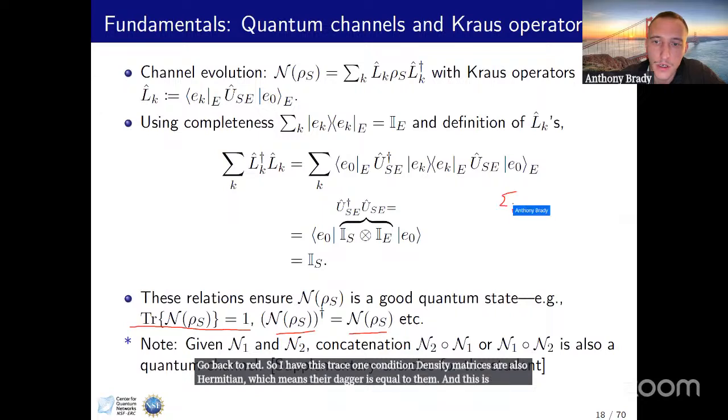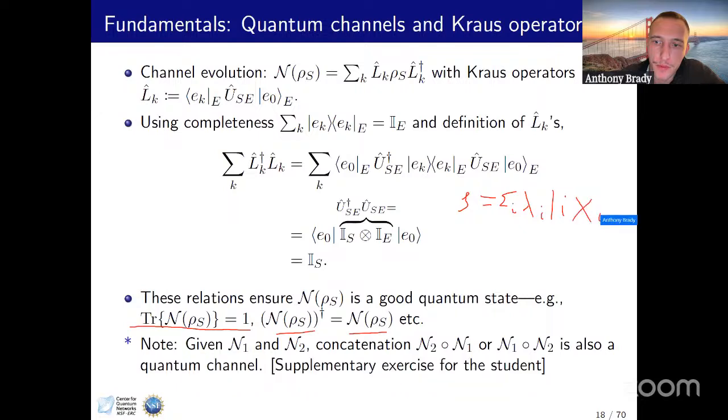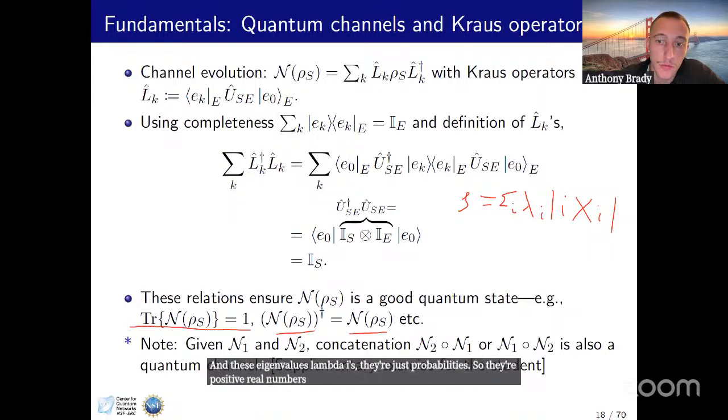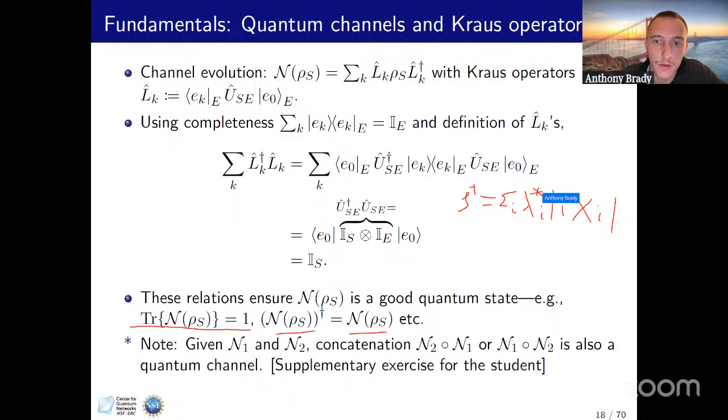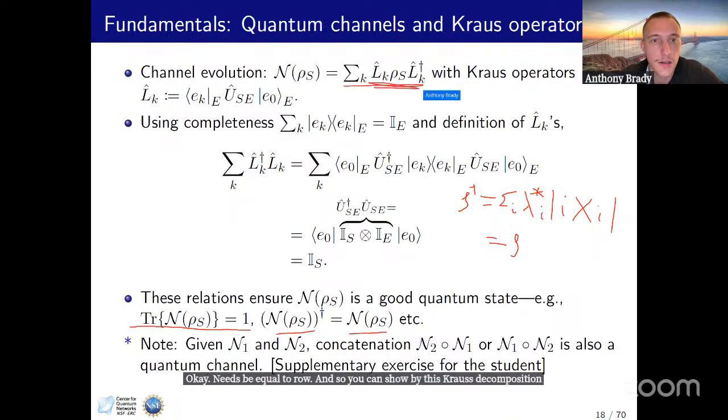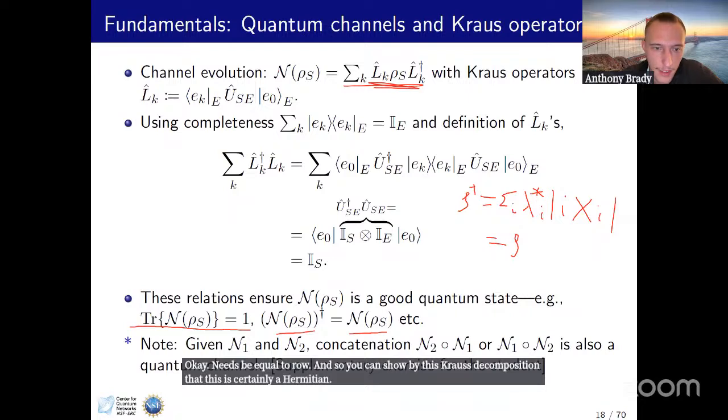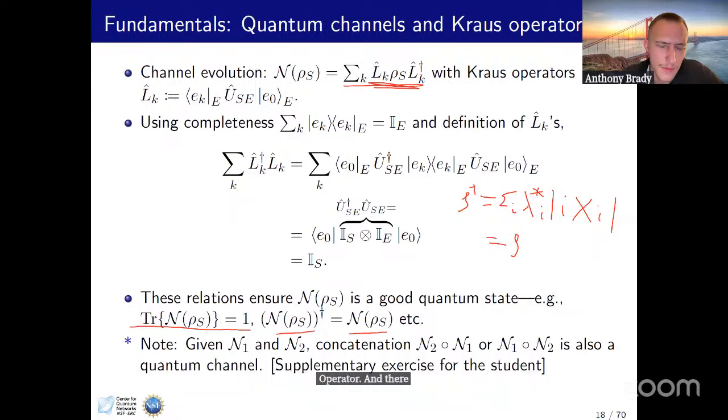And this is because I'll always have this eigenvalue decomposition, and these eigenvalues lambda i's, they're just probabilities, so they're positive real numbers. And so rho dagger is equal to, if I just dagger this, that means I just put a star on this. And these are real, so this needs to be equal to rho. And so you can show by this Kraus decomposition that this is certainly a Hermitian operator. And there are a few more conditions on states that are satisfied.